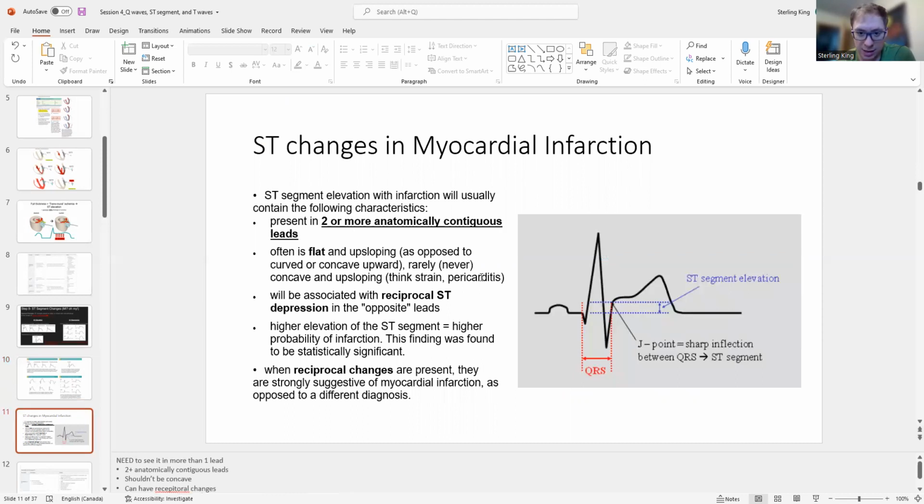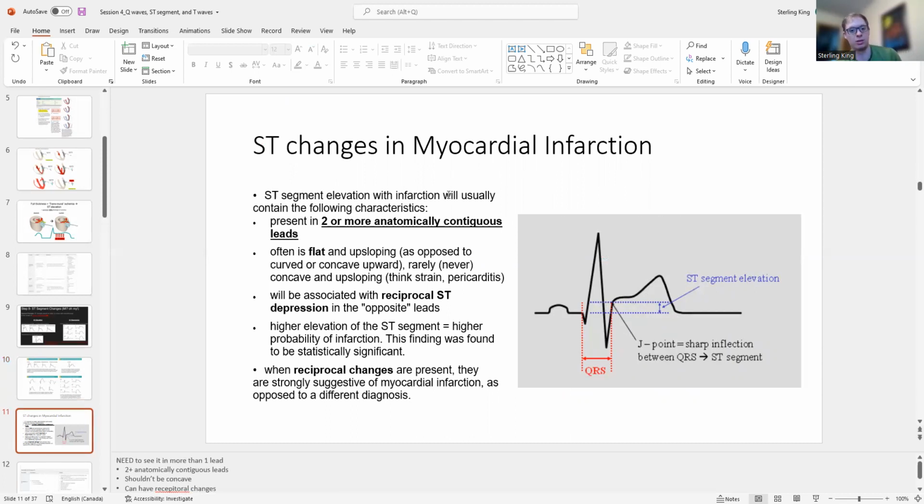So ST changes, again, it's talking about this. We have our QRS complex. You can see this is the baseline they're going from, and then the ST where it changes direction from the straight line to the shift. That's your ST elevation, and we call that the J point.